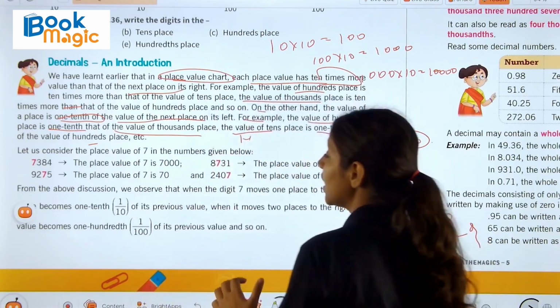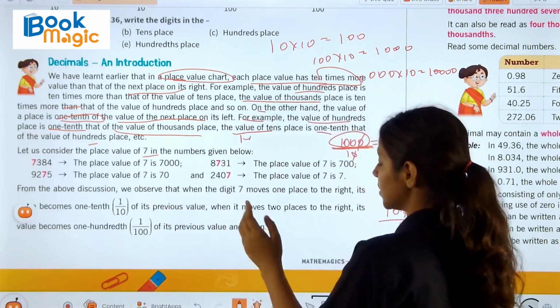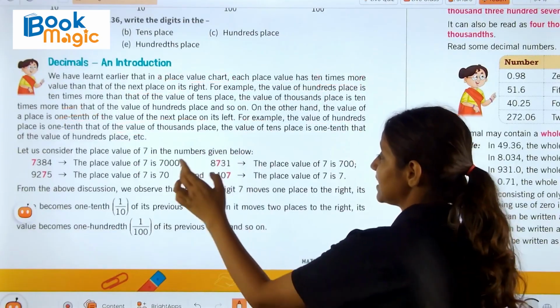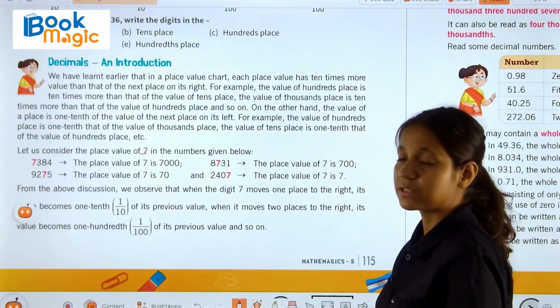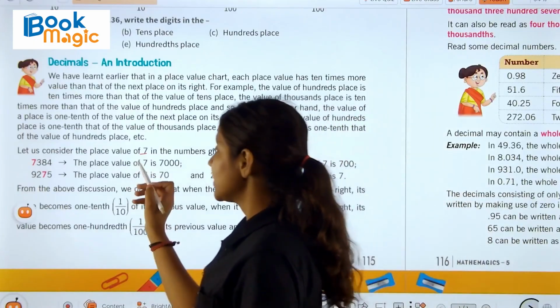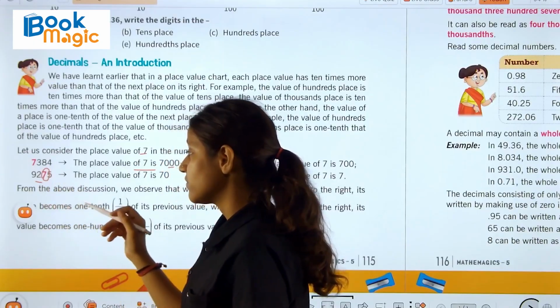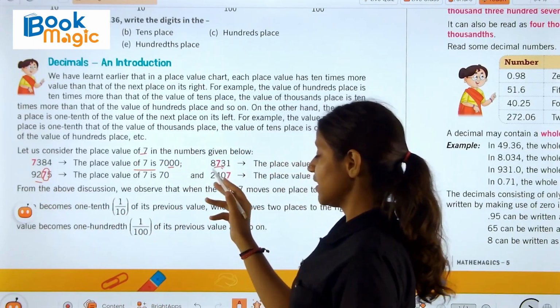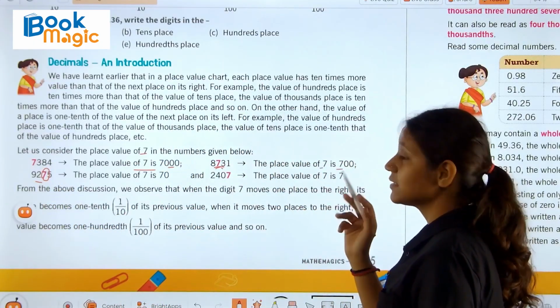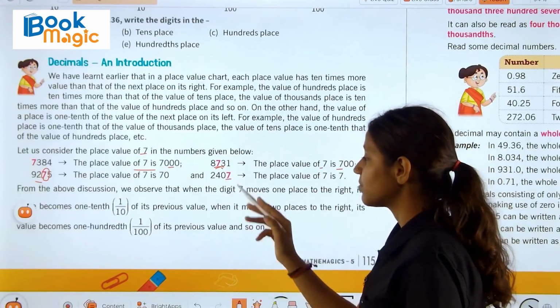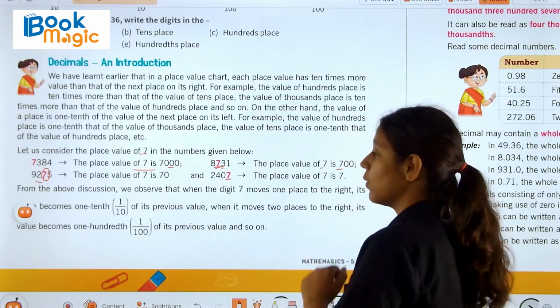Okay, let us consider the place value of 7 in the number given below. So let's understand the place value of 7 here. First, the place value of 7 is 7000. In this case, the place value of 7 is 70. At this place, the place value of 7 is 700. And at this place, the place value of 7 is only 7.